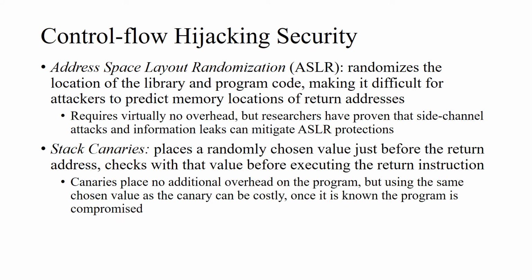A number of different security features exist for maintaining control flow integrity, but this presentation will only cover two methods which are currently deployed. Address space layout randomization, or ASLR, as implied in its name, randomizes the memory addresses of the library and source code. This makes it more difficult for attackers to predict memory locations of return addresses. There is no overhead involved, as it can be implemented through hardware, but researchers have proven that side channel attacks and information leaks can be used as a workaround to the security it provides.